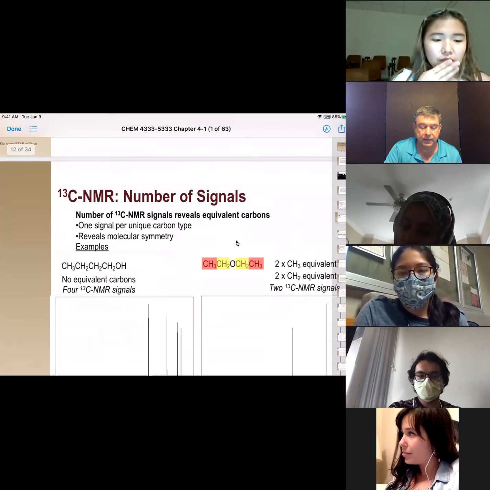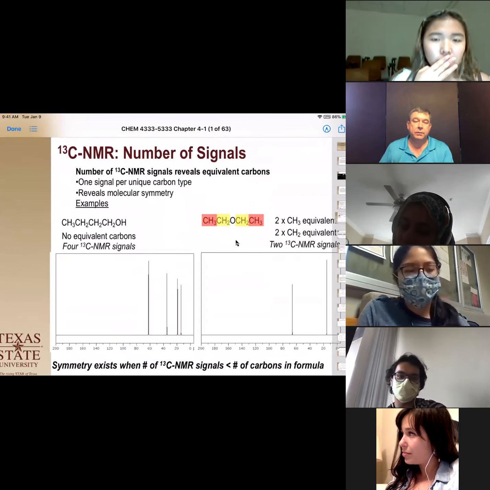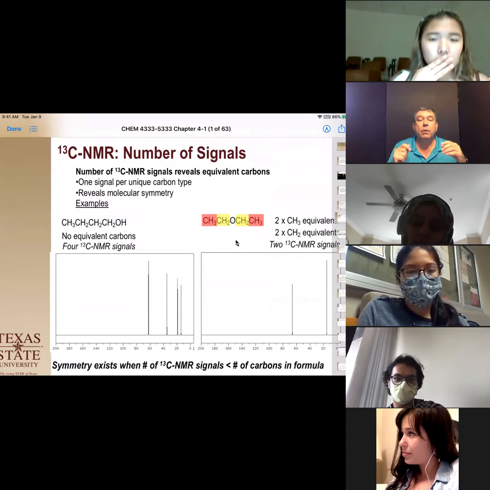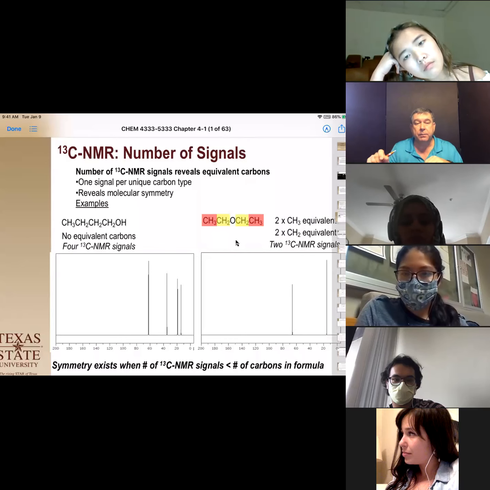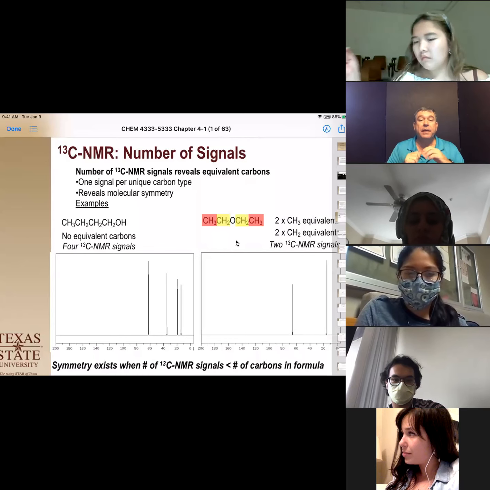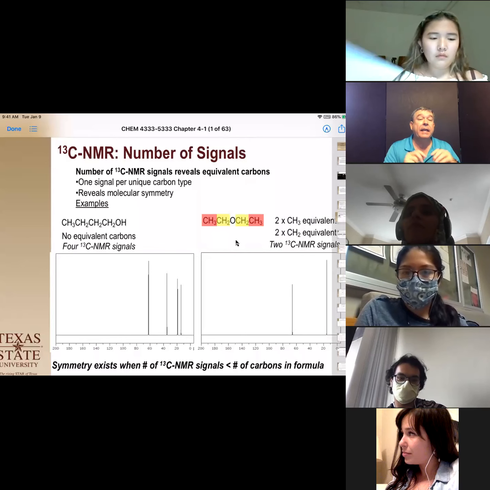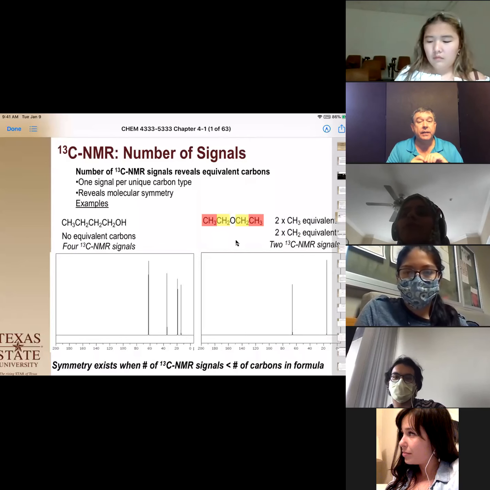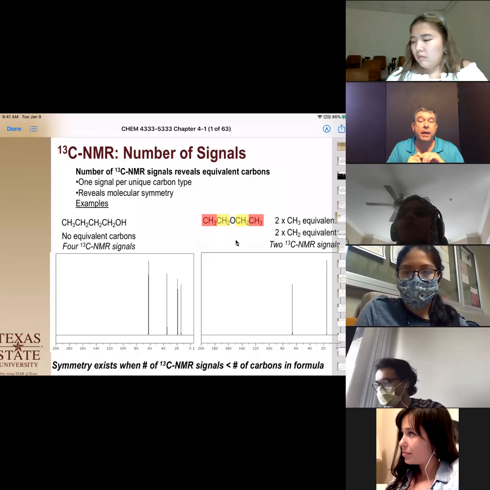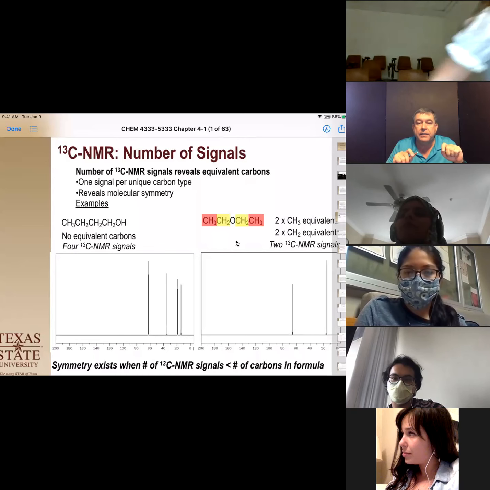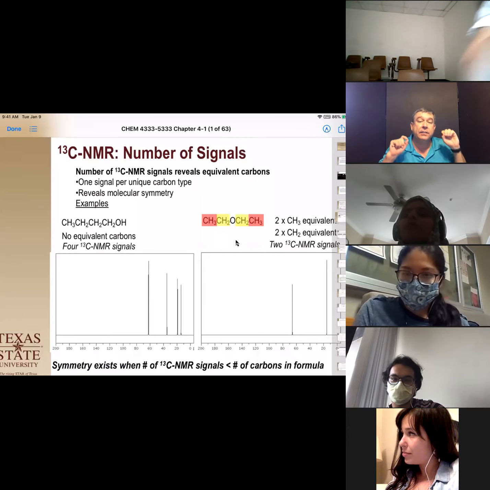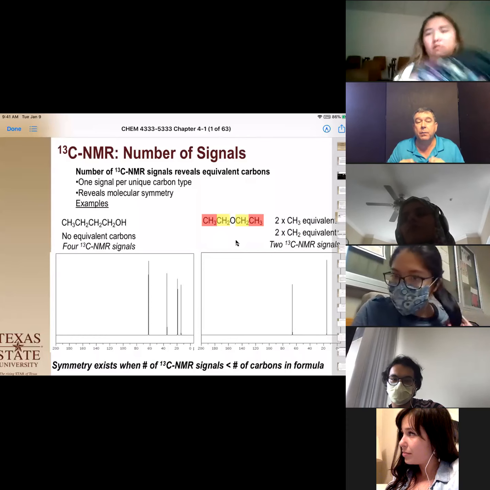Okay, so let's talk about the number of signals possible. So in general, in carbon NMR, the number of signals possible is the number of unique types of carbon, okay? Now, what this means is that in your carbon NMR, it's much easier to see symmetry. Just like when you saw certain patterns in proton NMR, you could see symmetry. If you only had 2 peaks and they seem to be equivalent number of hydrogens, but you couldn't tell. In the case of carbon NMR, you can actually see just the carbons themselves. We're not worried about splitting.